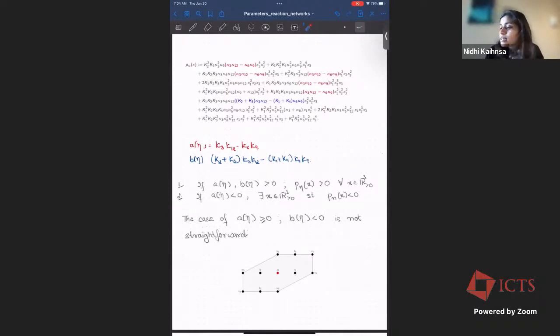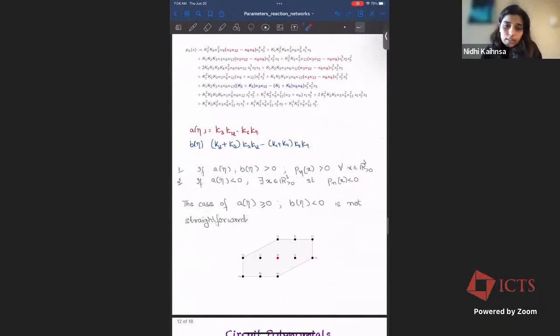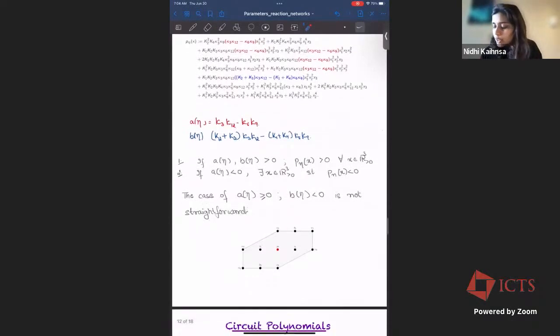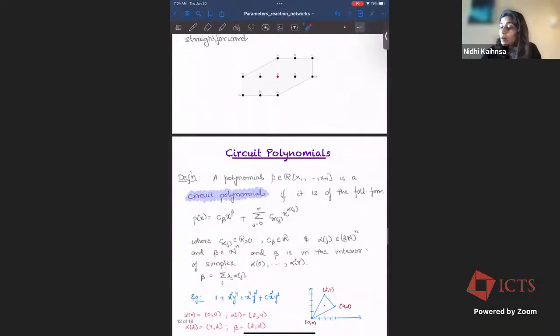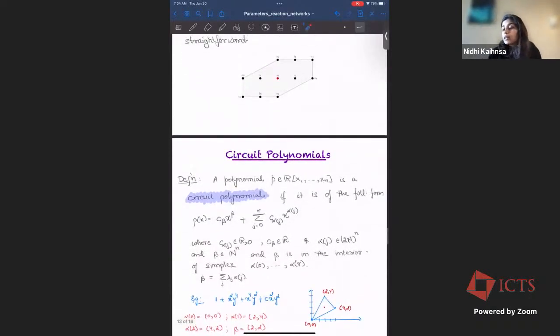So to do this, I'm going to give you some more definitions here on circuit polynomials. I don't know if you have seen them so far, but a polynomial, or maybe I can stop here for a minute if there are any questions.